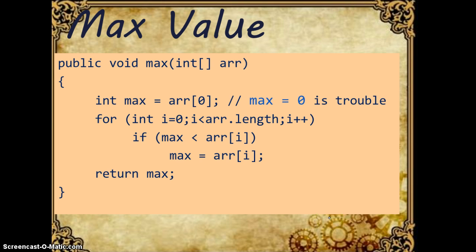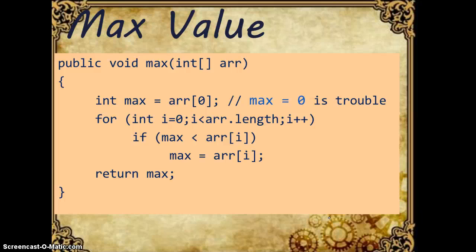Max value. With max value, you're looking through an array for the biggest thing you can find in the array. The big mistake that often is made here is that you mix up position with value. An array has 2 attributes for each slot. It has the slot number that you're in, and it also has the value of the contents in that slot.